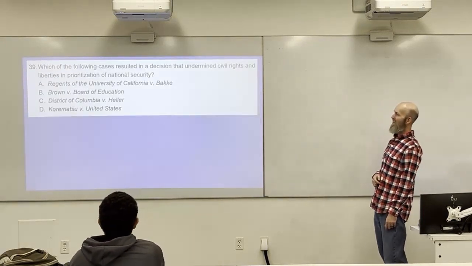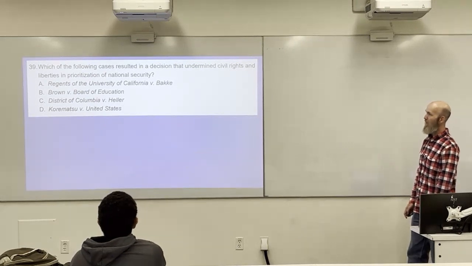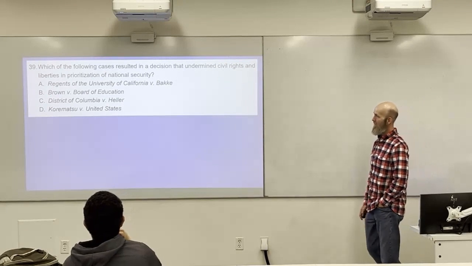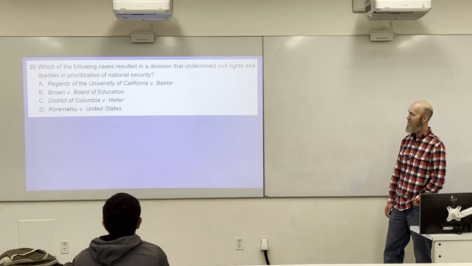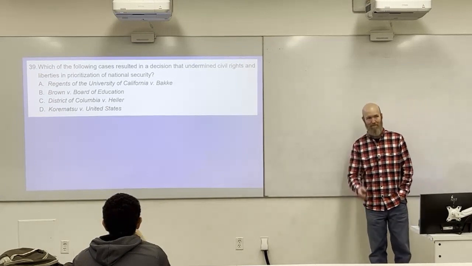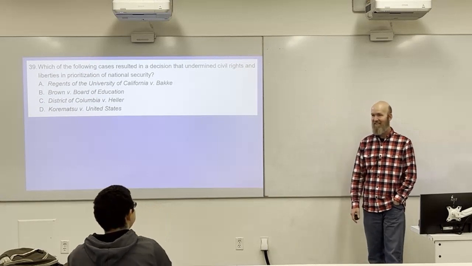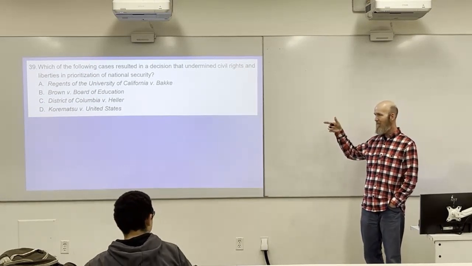Okay, which of the following cases resulted in a decision that undermined civil rights and liberties in prioritization of national security? Regents of the University of California v. Bakke, Brown v. Board of Education, District of Columbia v. Heller, or Korematsu v. United States? D. Korematsu. So again, you could remember Korematsu, the Japanese internment.